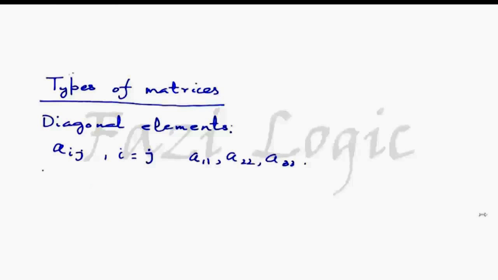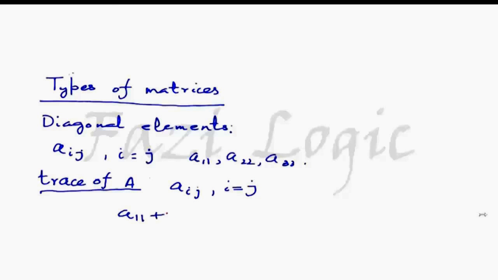Now another term that is very important is the trace of a matrix A. The trace of a matrix A is defined as the sum of all diagonal elements of a square matrix. That is, the sum of all elements of the form Aij where i equal to j, that is A11 plus A22 plus A33 for a square matrix of order 3. This defines the trace of the matrix A.